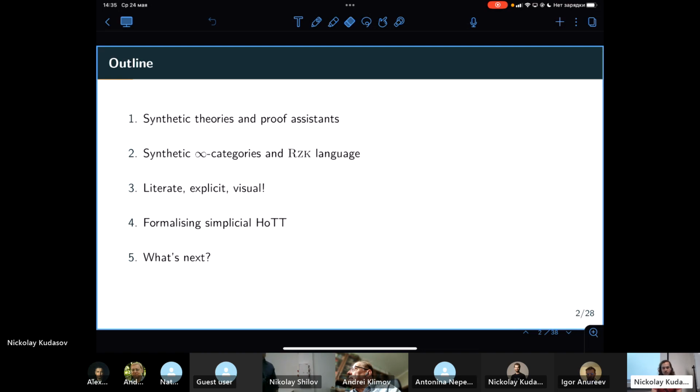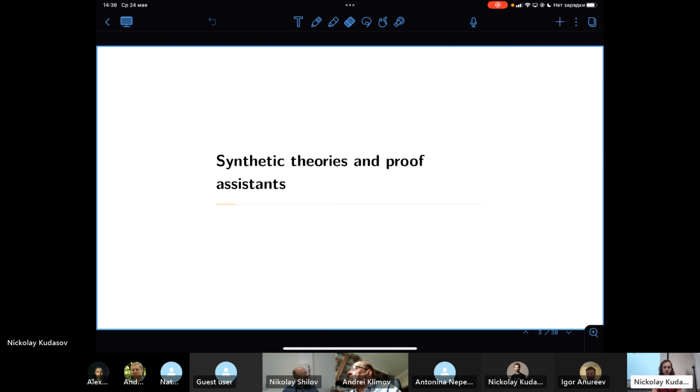This is very much work in progress, both on the implementation of the proof assistant and on the formalizations, even though we have some interesting results, I think, already. So without further ado, let's get into the context.